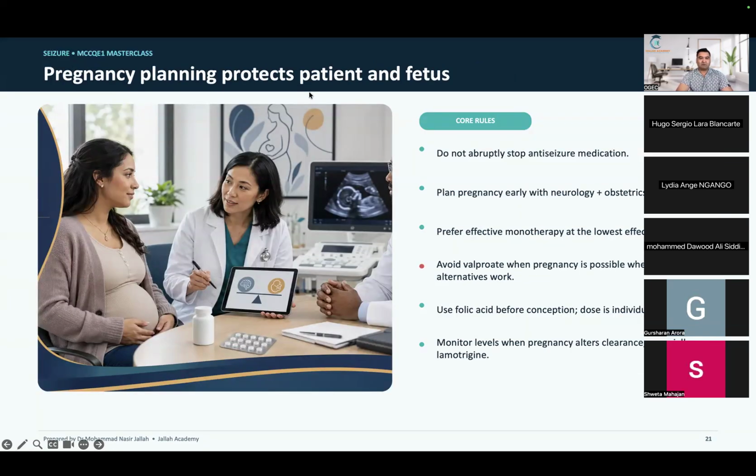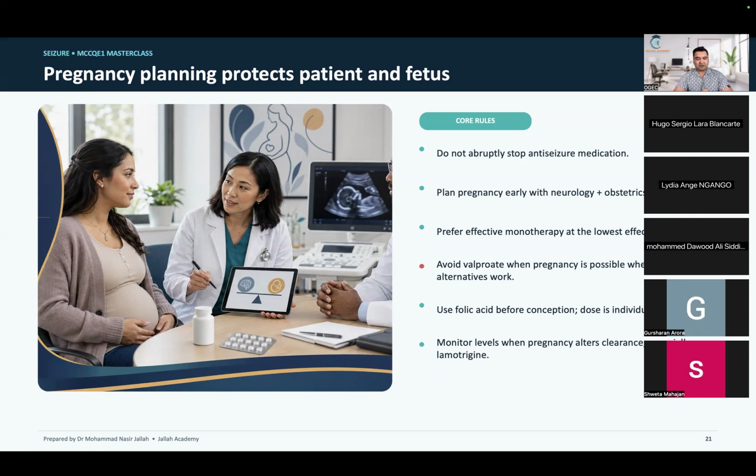So pregnancy planning protects patient and fetus. Do not abruptly stop anti-seizure medication. We never do that, right? So let's say your patient is taking valproate, the patient somehow didn't consult with you, and now the patient is pregnant. You cannot say stop the medication and come back in 2 weeks, and we will talk about which medication to start. No, don't do that. Do not abruptly stop the anti-seizure medication.